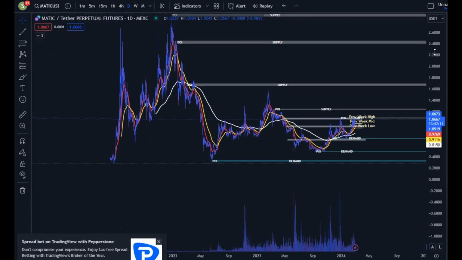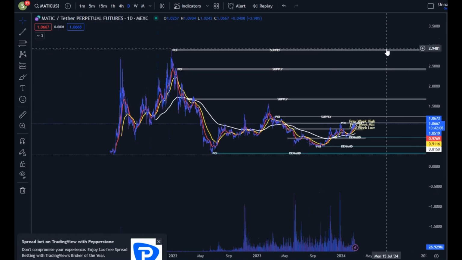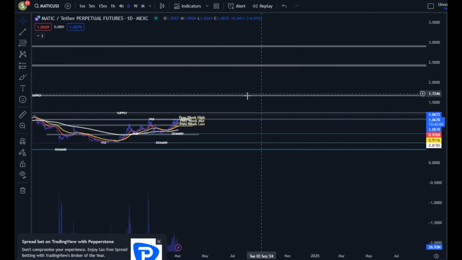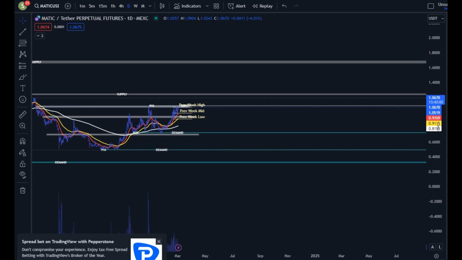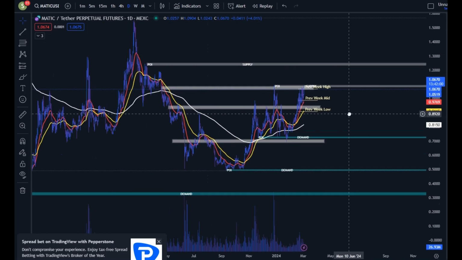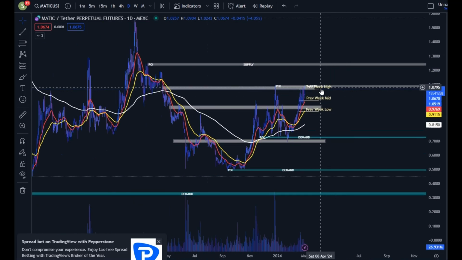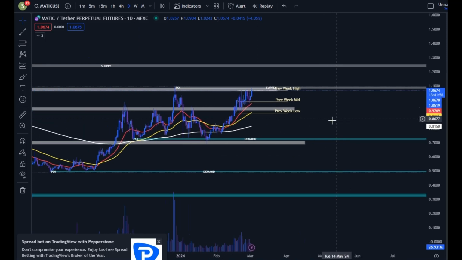$1.06, $2.5, $3. But I'd be waiting for Matic to hold this area. Wait for Matic to hold this area. Don't just ape in.